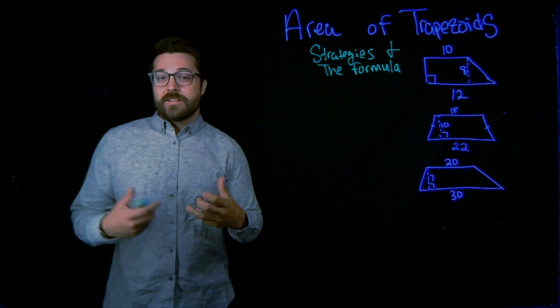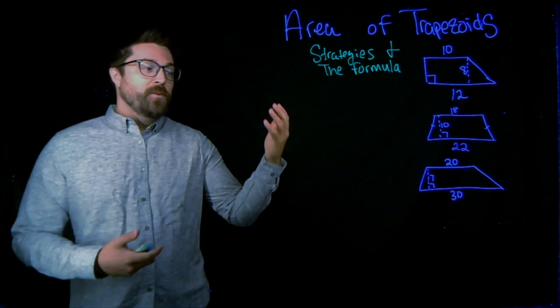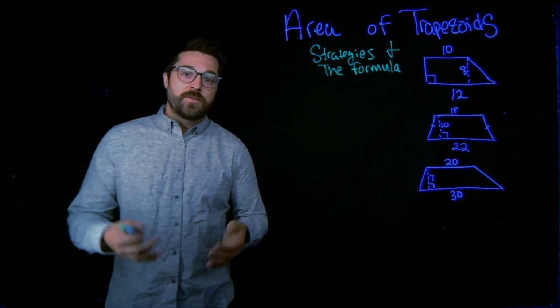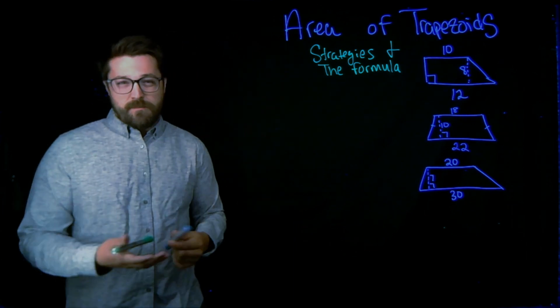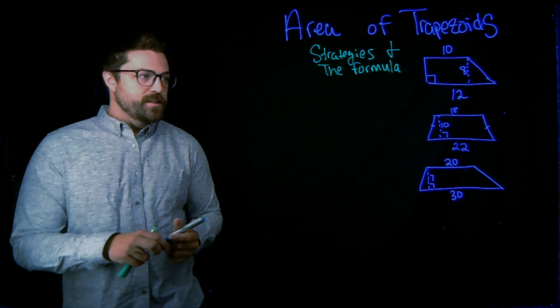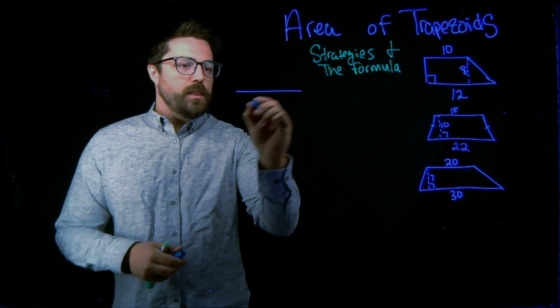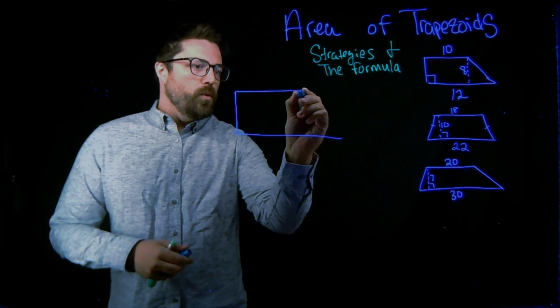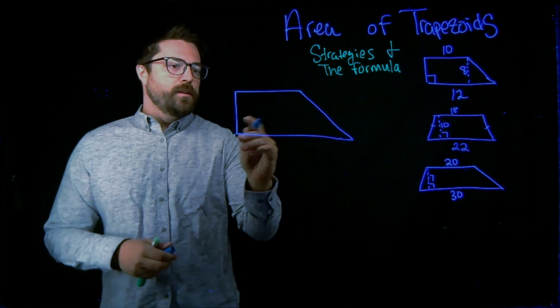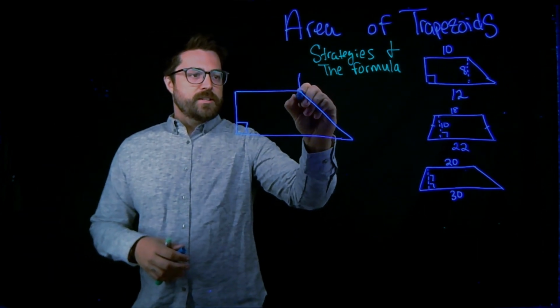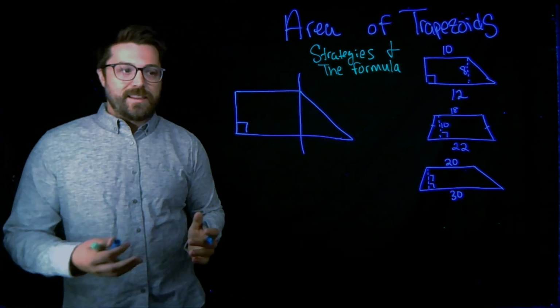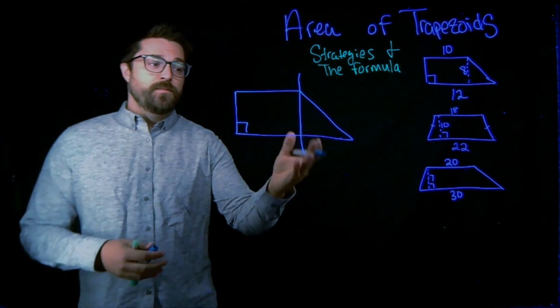And if we can make this strategy of decomposing work with all 3 of these, then students can build that understanding before jumping to a formula that they may or may not understand. So this first one, all we have to do, if we just look at this trapezoid, here's our right angle. If we see where it's given us the height and we just decompose that there, we now have a rectangle and we have a triangle.